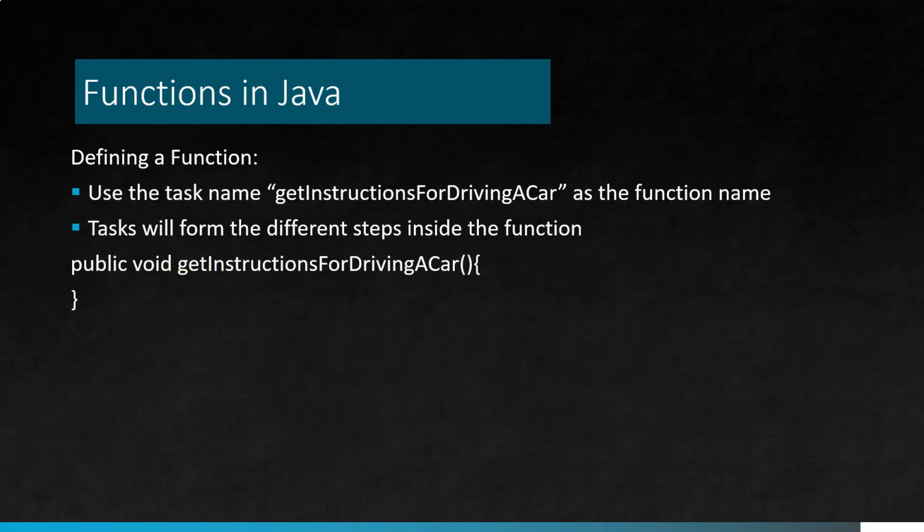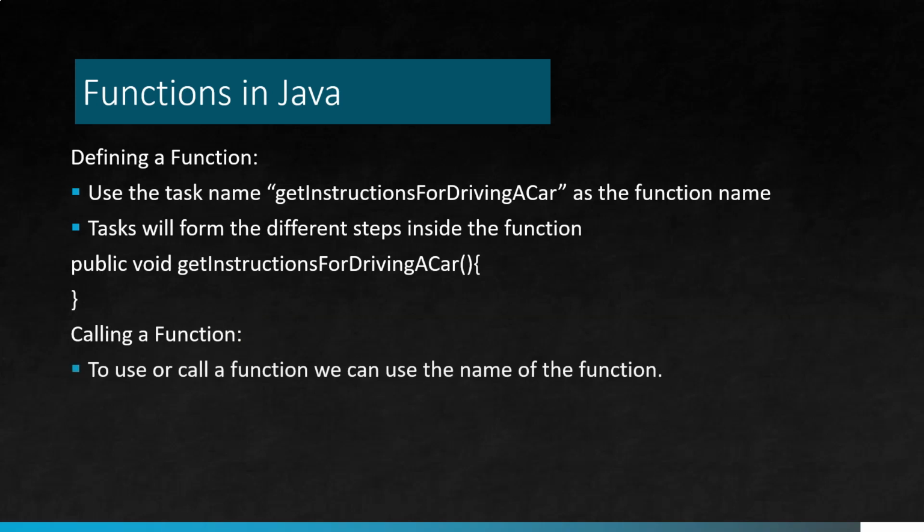Now, how do you call a function? Calling a function is pretty simple. You just enter the name of the function followed by parentheses, and your function will be called anywhere inside your code, and it will execute all the steps inside that function.